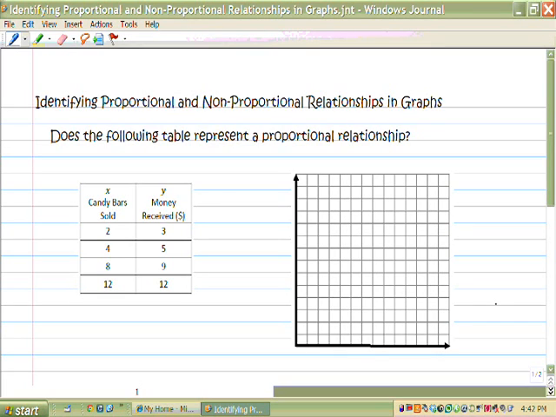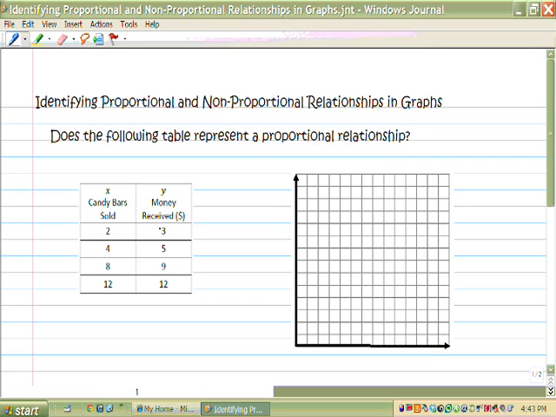Okay, identifying proportional and non-proportional relationships in graphs. I have a table here and it says, does the following table represent a proportional relationship? You should be able to do this because you've been working on this. So go ahead and take a minute, pause the video, see if you can figure it out. I want you to copy the table down, copy the graph down, and then figure out if it's a proportional relationship. Pause here. Okay. Hopefully you realize that no, it does not form a proportional relationship.